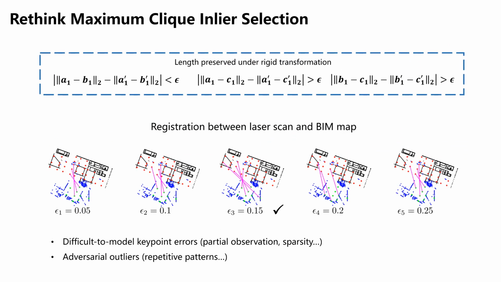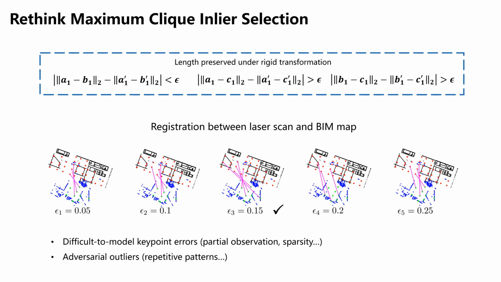However, the maximum clique inlier selection strategy does not always yield satisfactory results. We can attribute this to two main reasons. Firstly, we need an appropriate epsilon value to construct the compatibility graph, otherwise, the computed maximum clique may be incorrect. As shown in the figure, we provide an example of laser scan and BIM map registration, where a slightly smaller or larger epsilon value can lead to an erroneous maximum clique solution.